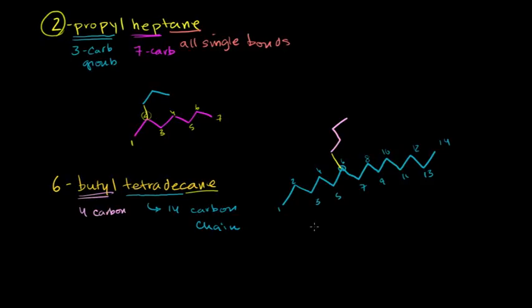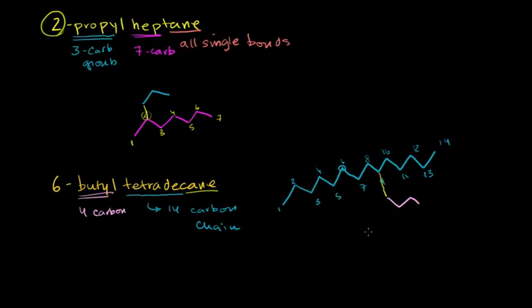Now, let me ask you a question. Would you ever see a 9-butyltetradecane? So let me redraw it like this. A 9-butyltetradecane would have a butyl over here: 1, 2, 3, 4. Will you ever see that written? You might say, oh yeah, Sal, you just drew it.